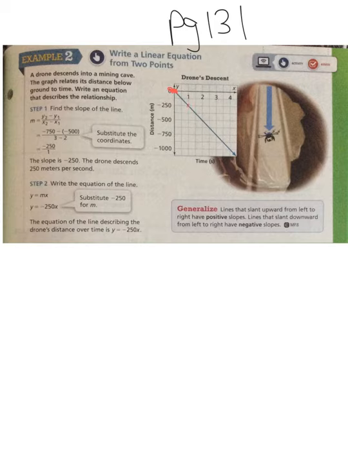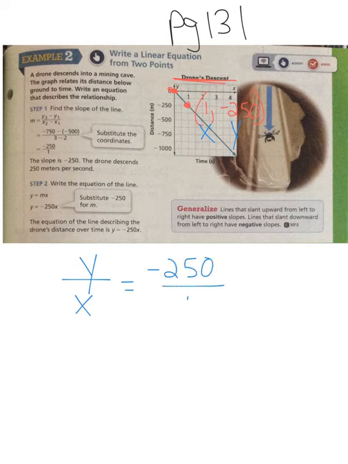I'm going to pick this point right here. Remember, your x is your horizontal, so this point would be 1, negative 250. It's okay that it's negative, it's going down. Because that is the point we picked, and we label that point x, y, and it goes through 0, 0, we know we can put y over x. So this is negative 250 over 1.